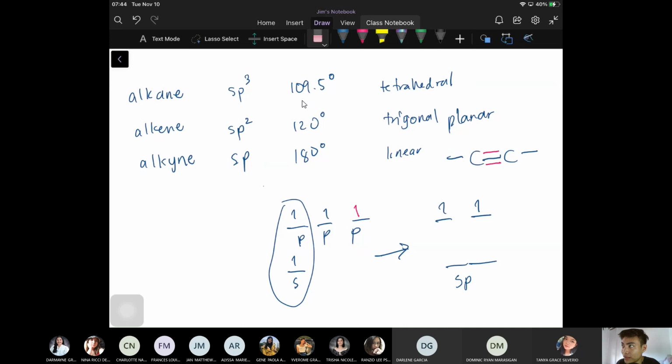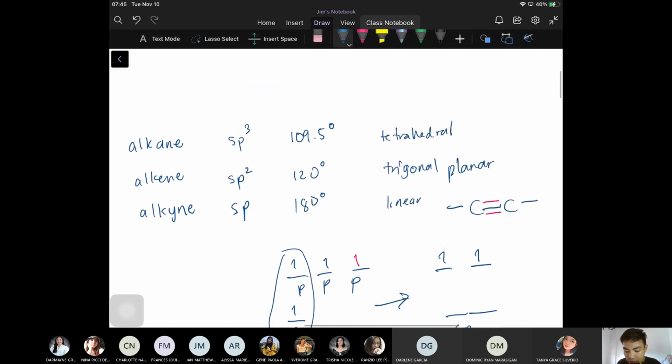Kapag alkane, ang geometry ay tetrahedral. Kapag alkene, ang geometry ay trigonal planar. Kapag alkyne, linear. So, important yung bond angles na. Okay, when drawing our Lewis structures, we also have to take note of the geometry, no?